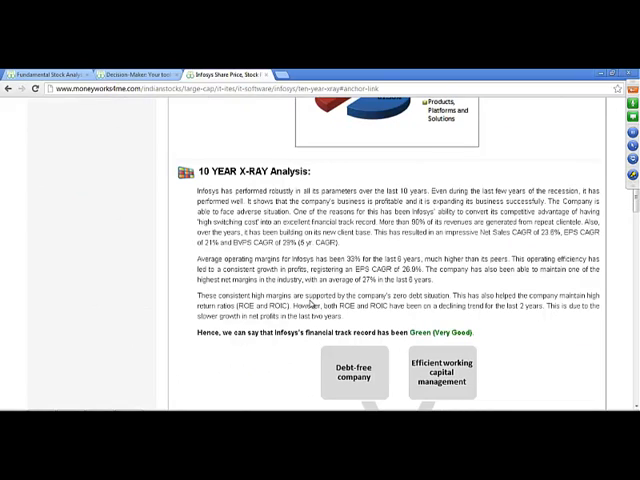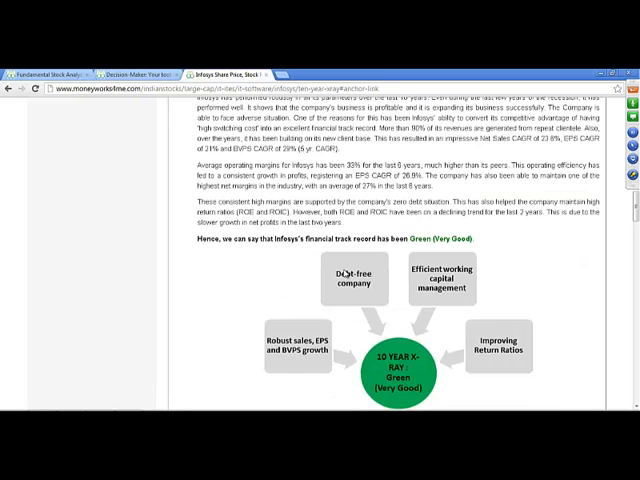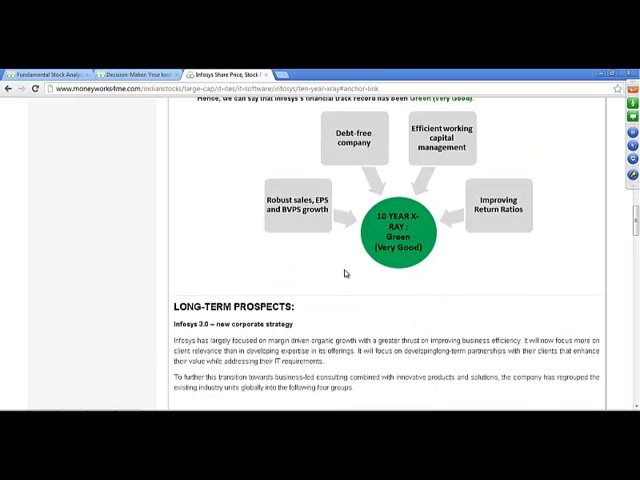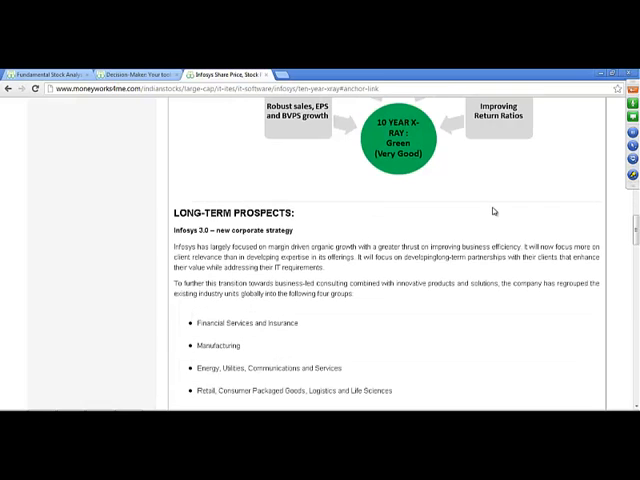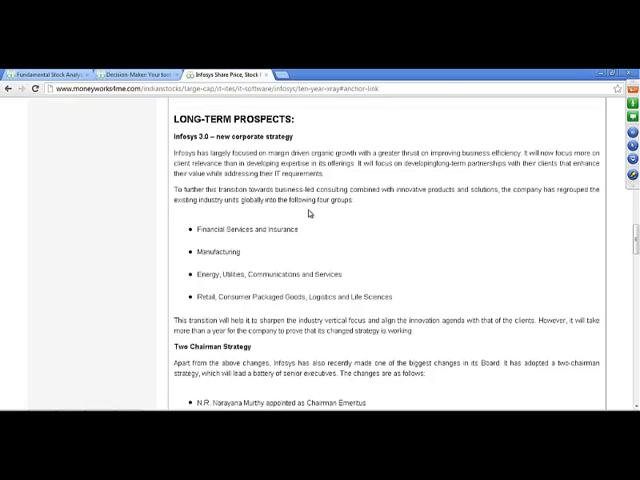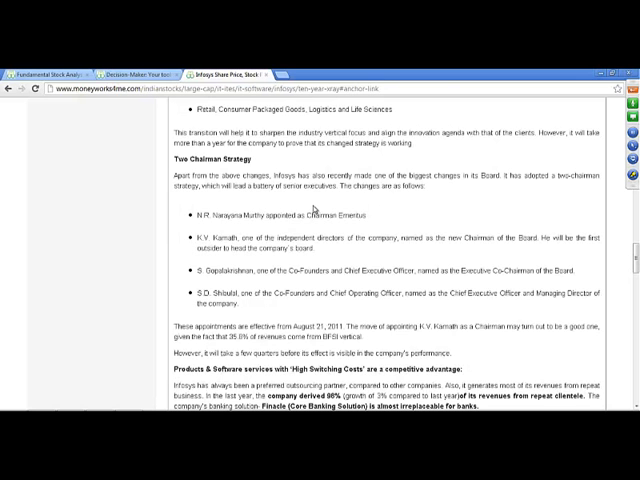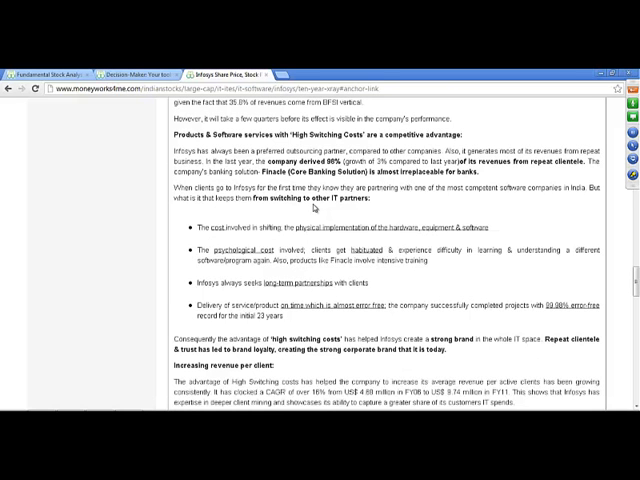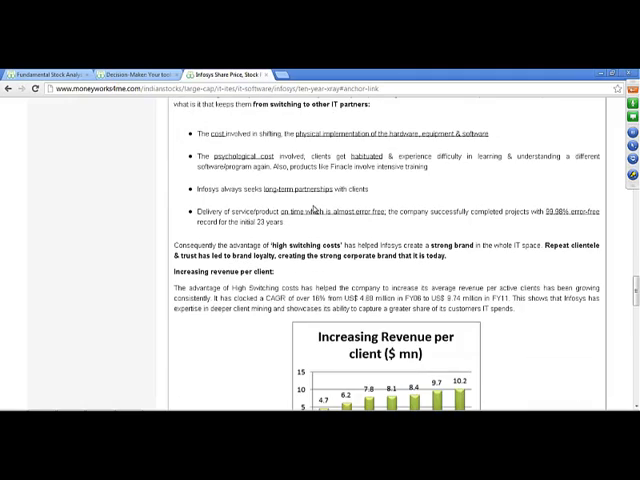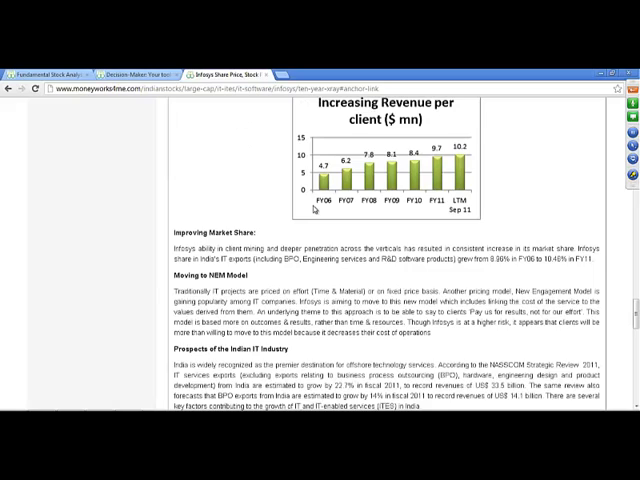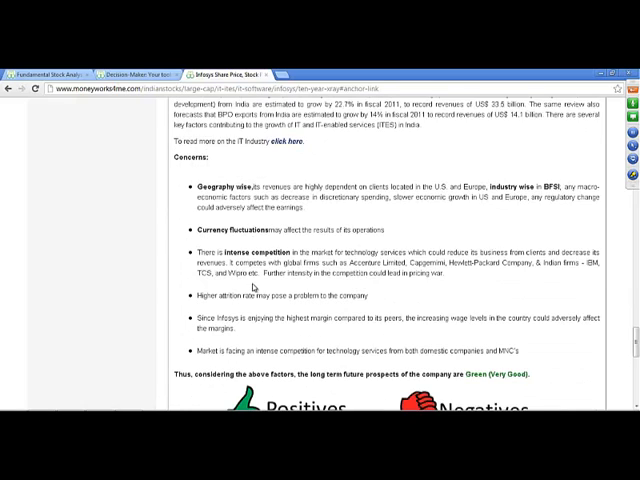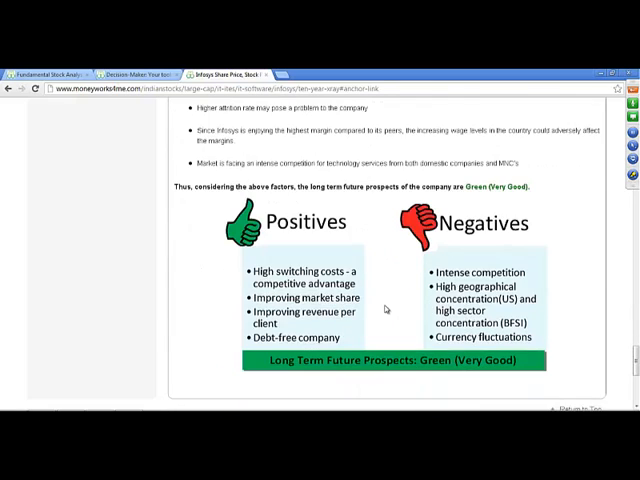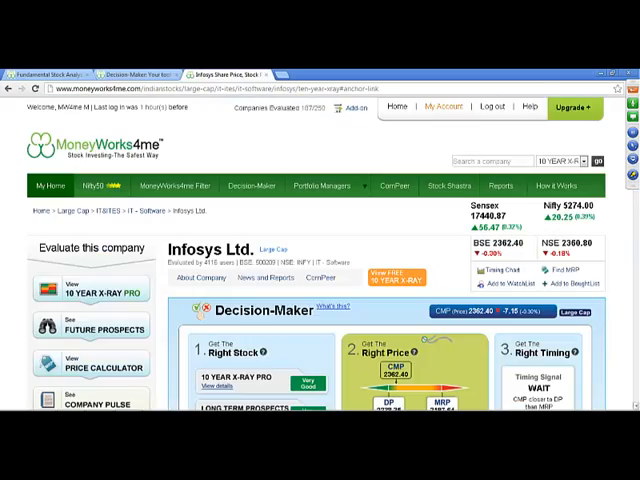We have analyzed the 10-year X-ray. So why has the company done so well in the past, or if it has not done so well, what are the reasons why it has not done well, supported with very easy to understand visual images. And then we have the long term future prospects, which tells you what will drive the growth of the company going ahead. Is it some new order that the company is getting, or something in the business model which will help it grow its revenues going ahead? Then what are the concerns? You can read all these things in the company pulse report, and then you can take a call whether the future prospects are green, orange or red.